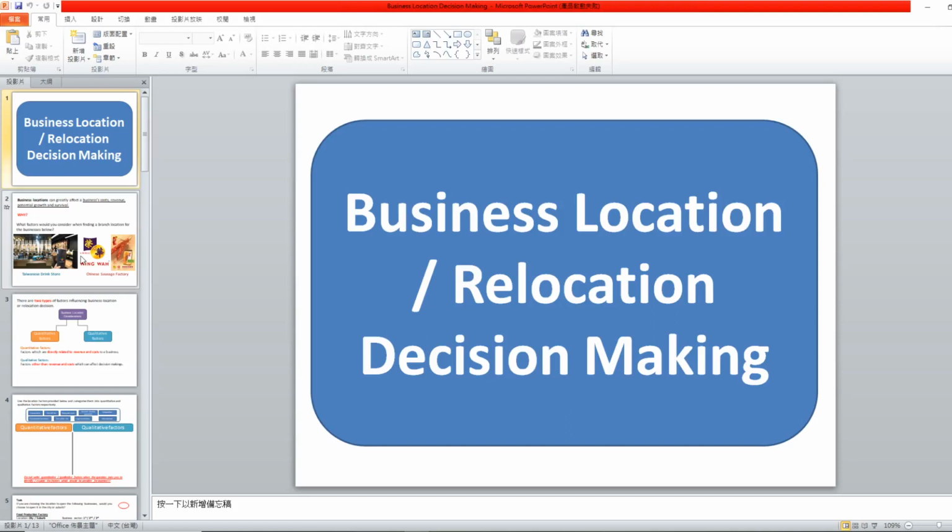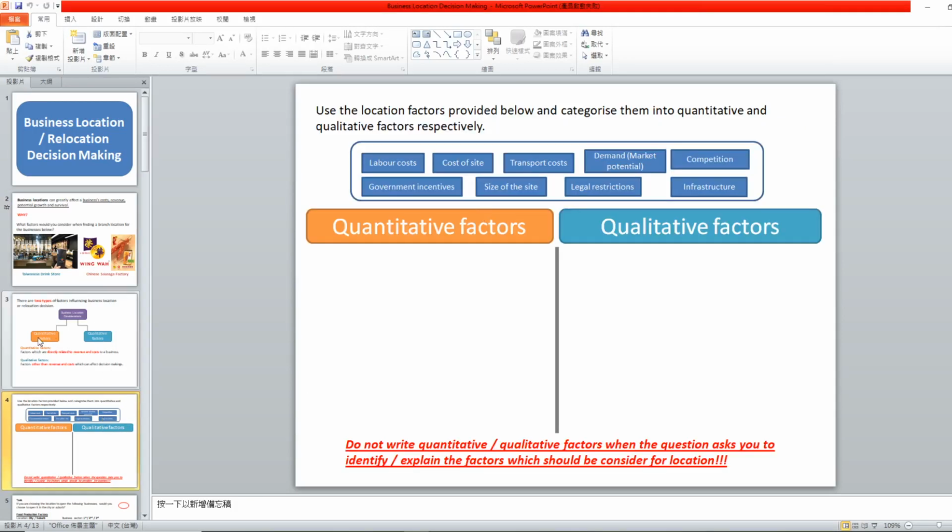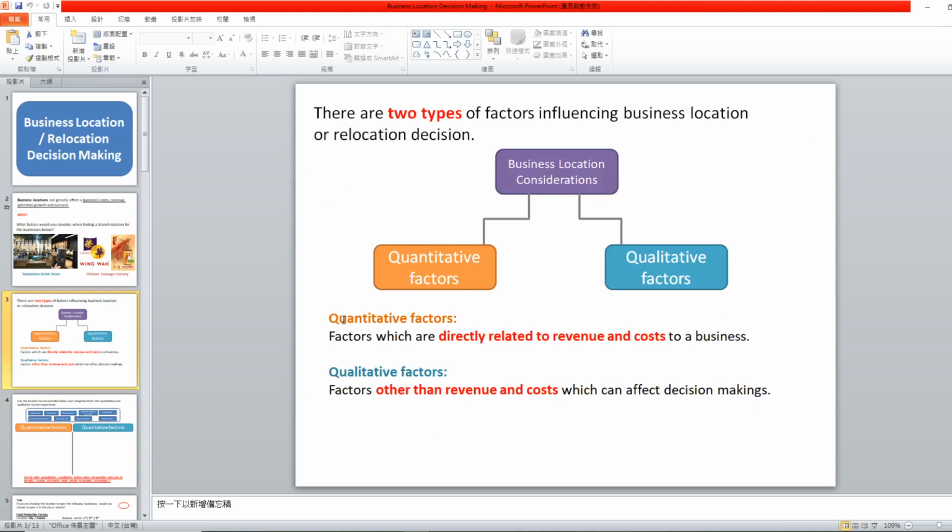Okay, so last time we were in here. We have identified two types of factors. Okay, so that is quantitative factors. When we are trying to locate the business, when we're trying to make the decision where we should set up our business, there are two kinds of factors we have to always consider.